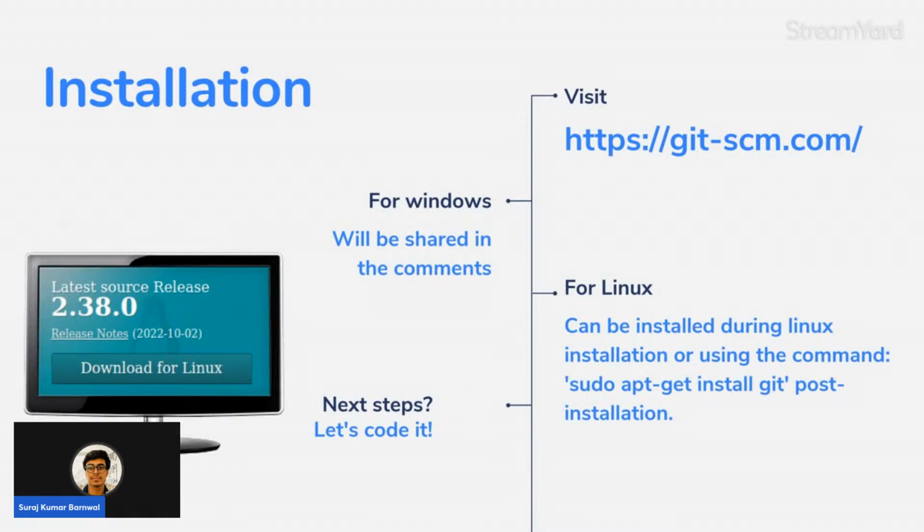So installing it requires you visiting this site, that is gitscm.com. And for Windows, I think the link will be shared in the comments or in the chat. And for Linux, it can be installed during the installation of Linux itself, or it comes pre-installed when you set up Linux. Or if you don't have Git installed in your Linux system, you can simply type sudo apt-get install git after Linux installation, and it will be installed, right? So let's move on to the next step.